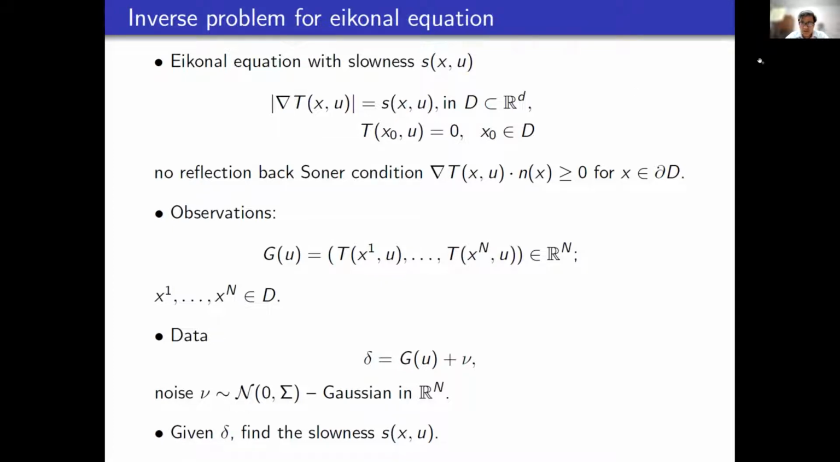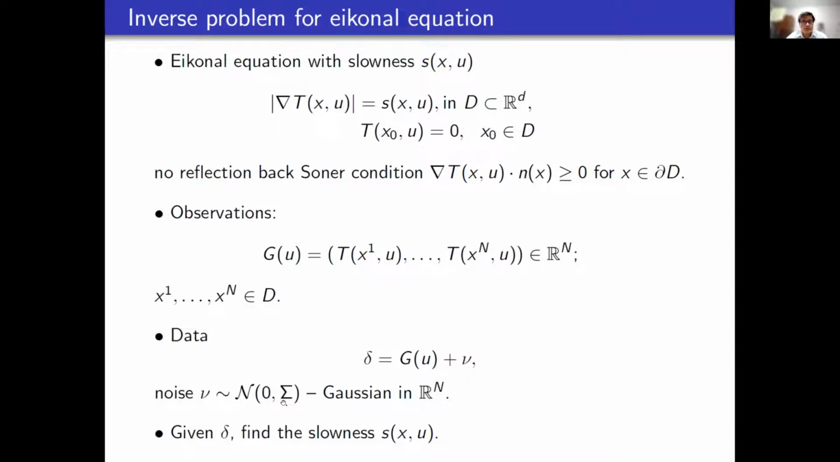So we suppose that this forward map G here is a vector in Rn. That is the solution of the forward eikonal equation at the points x1, x2, and so on, xn inside the domain D. This forward map is known with noise. This nu here is a noise, and we suppose that this noise follows a Gaussian distribution in Rn. The covariance of the noise is the Sigma here.